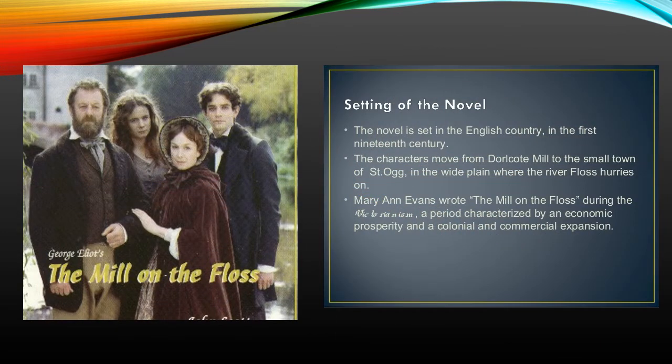Setting of the novel. The novel is set in the English countryside in the first half of the 19th century. The characters move from Dorlcote Mill to the small town of St. Ogg's in the wide plain where the river flows. Mary Ann Evans wrote The Mill on the Floss during the Victorian era, a period characterized by economic prosperity and colonial and commercial expansion.